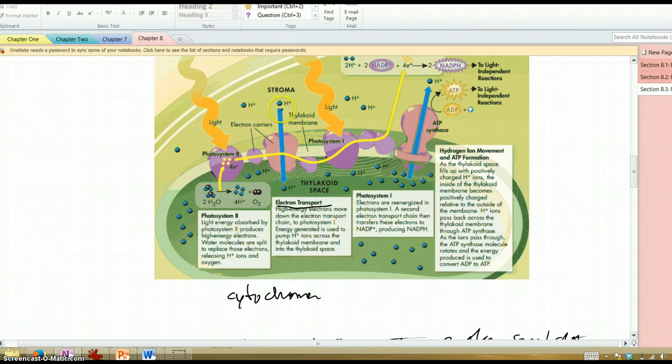And that's what's being shown here with this hydrogen ion and this blue line here, is that these energized electrons are allowing this electron transport chain to actively move hydrogen ions across the thylakoid membrane into the lumen of the thylakoid, or that thylakoid space. And so each of these blue dots represents a hydrogen ion that has been actively moved and concentrated inside the lumen of the thylakoid.